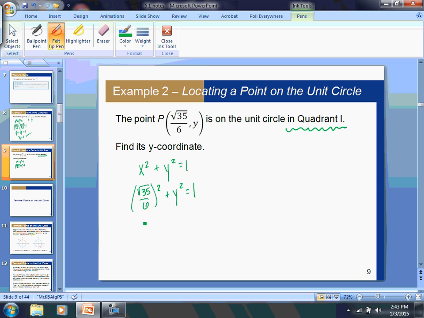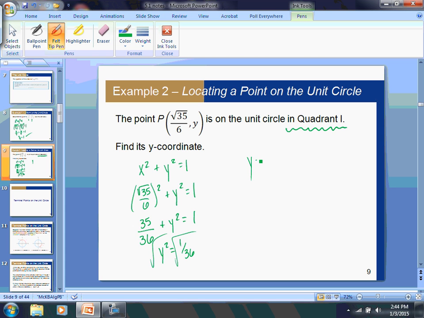So let's see, if I square the square root of 35 over 6, I'll get 35 over 36 plus something squared equals 1. Now it looks like just an algebraic equation that I have to solve here. So I'm going to subtract the 35 over 36. That gets me 1 over 36, because remember, 1 is 36 over 36. If I subtract the 35 over 36, then I have 1 left. And then to solve this, I'd have to take the square root of both sides.